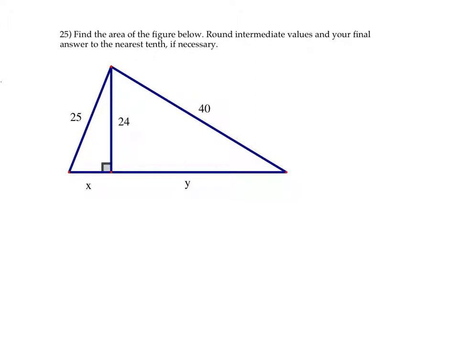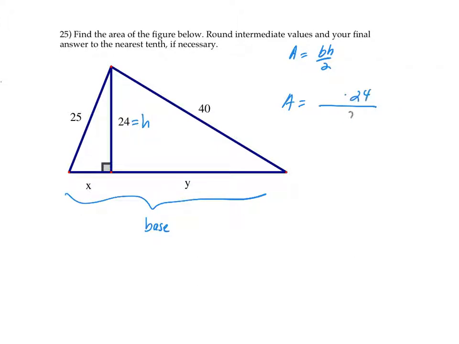Alright, last question. It says find the area of the figure below. So we know area of a triangle is base times height divided by 2. So x plus y would be the whole base. And we're lucky. In this case, we have the height is 24. So we're partway there. So we're going to take the base, multiply by 24, and then divide by 2.